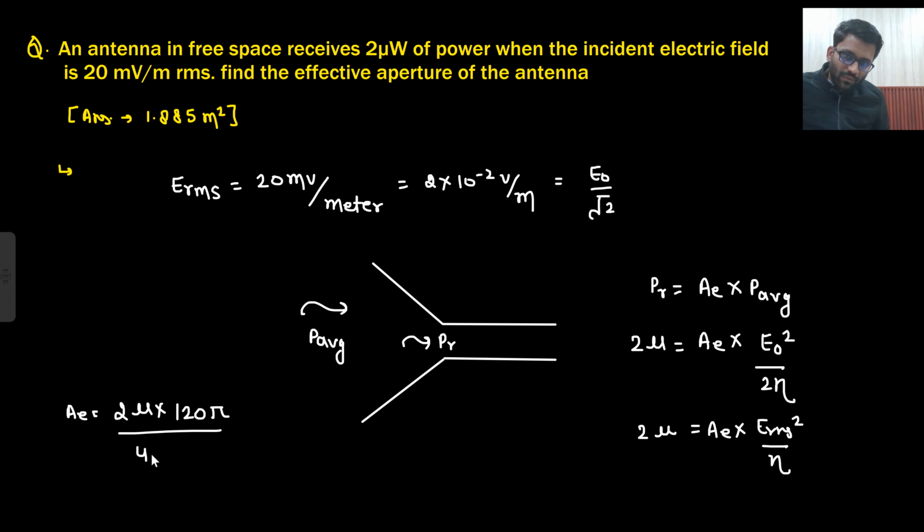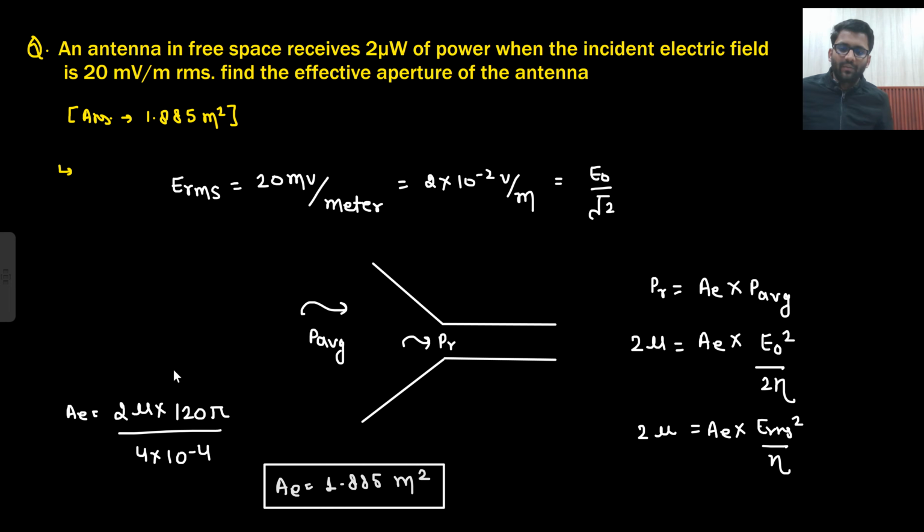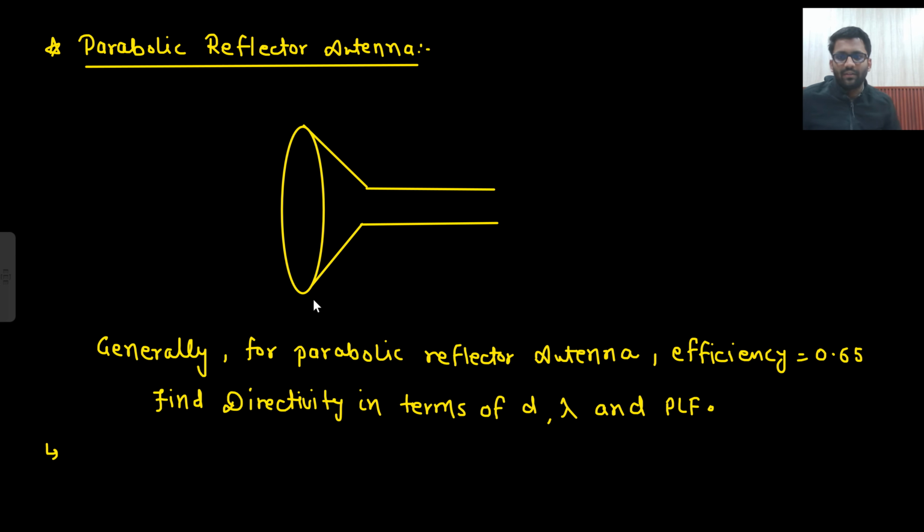That is 4 into 10 to the power minus 4. So 2 into 10 to the power minus 6. So if I make it 1.2 pi, so 1 into 2 into 2.4 into pi, 2.4 into pi divided by 4. So 1.88. Yeah. So effective aperture area is coming out to be 1.885 meter square. Very easy question. So P average can be achieved from incident electric field as well, right?